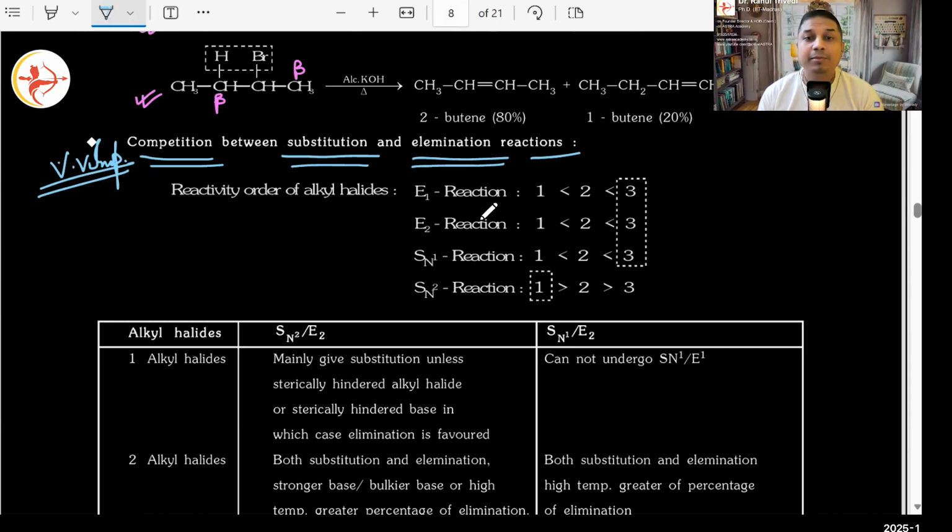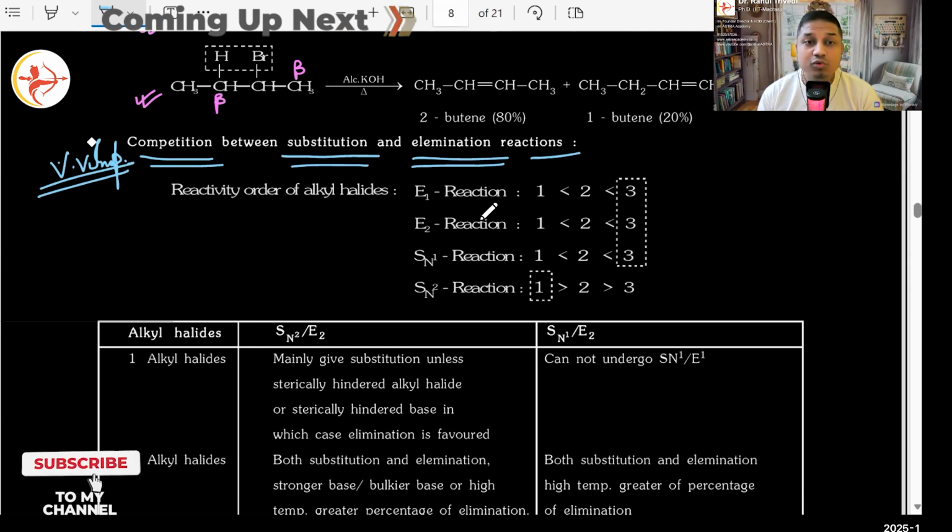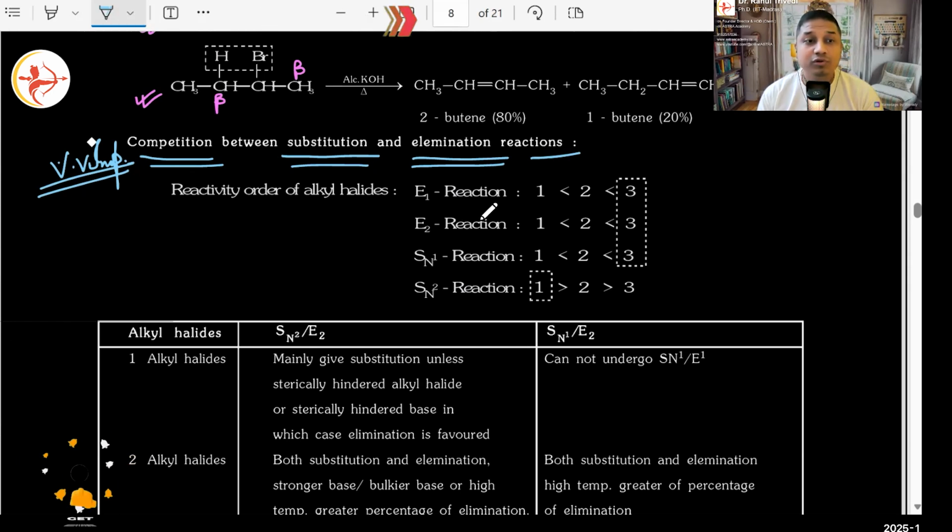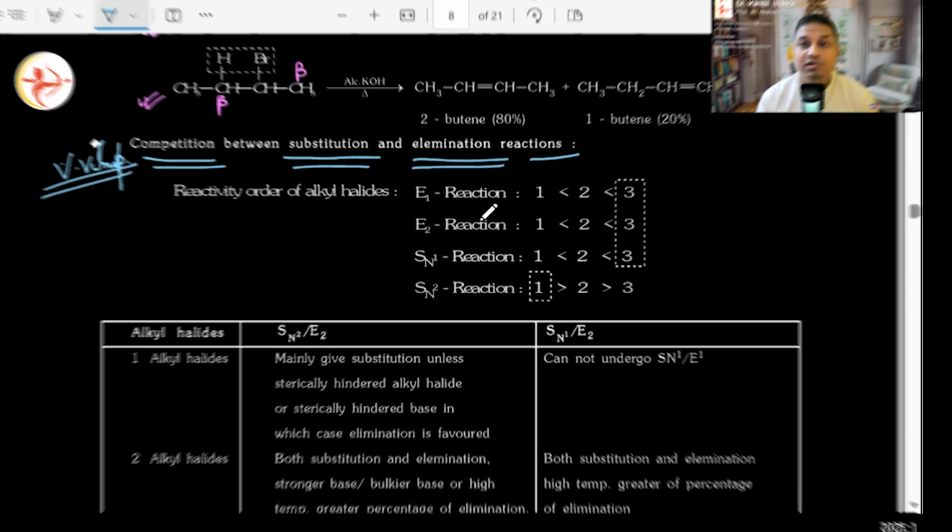Where will E1 happen? Where will E2 happen? Where will SN1 happen? Where will SN2 happen? How do I choose it? I hope it is clear. So we are in that discussion of the gray zone, one of the most important, crucial zones of the whole of organic chemistry. Yes, interesting.